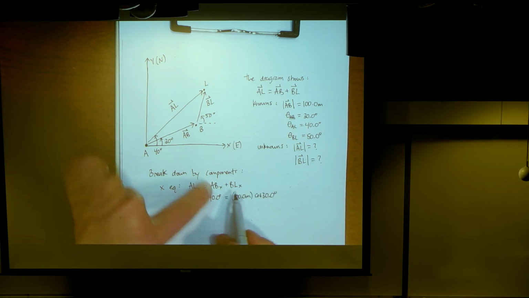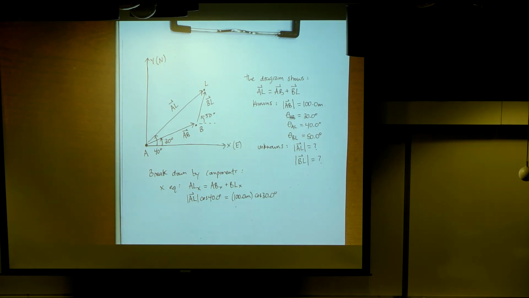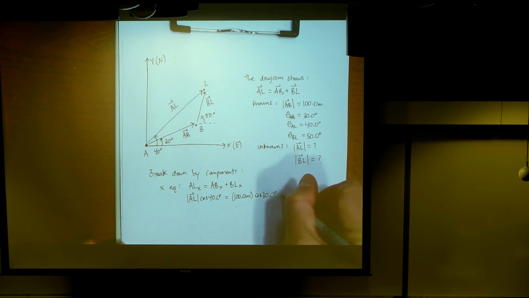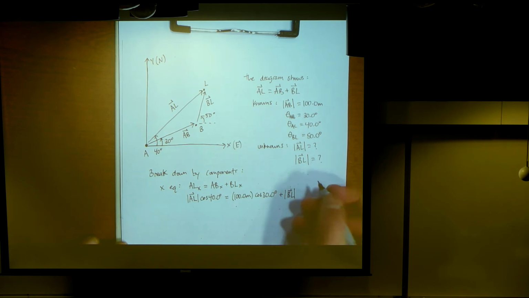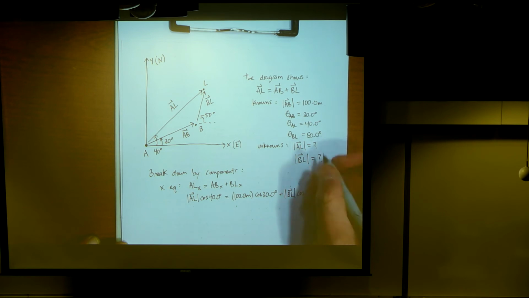So that's just the x component of vector AB. It's just 100 meters cosine 30 degrees. Okay, and then finally I have this. I have the x component of vector BL, which would be the magnitude of that vector. We don't know what it is, so I'm leaving that as unknown. And then we take cosine of the angle, which is 50 degrees for this vector.